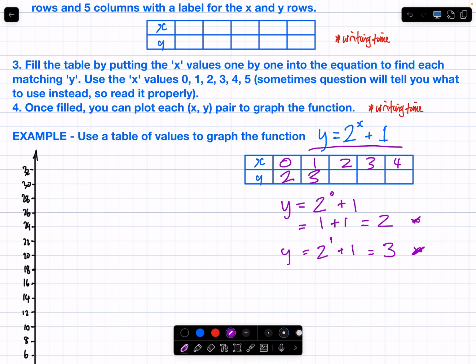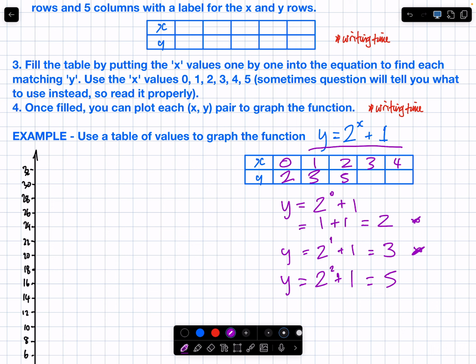Anyone, someone else, help me out. You guys at the back, you're chatting. Would you like to explain to me how you would fill in this box? What am I saying x is this time? What is the x on top of this blank square? 2. So in that function, I'm going to replace it with 2 to the power of 2 instead. Add 1. What is 2 to the power of 2? 2 times 2, 4. Add 1 to it, 5. So 5 is going to go there.